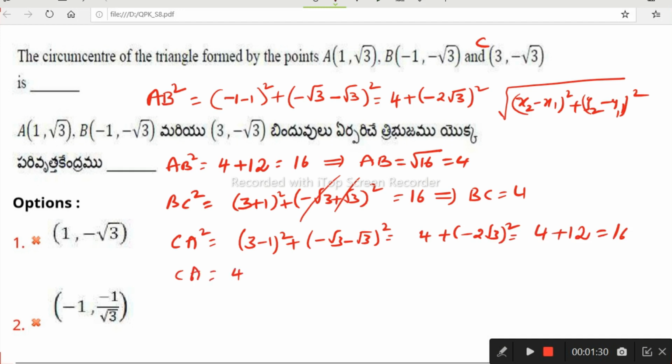What did we observe? We have to recognize the type of this triangle. AB, BC, CA distances are equal, which means it forms an equilateral triangle.